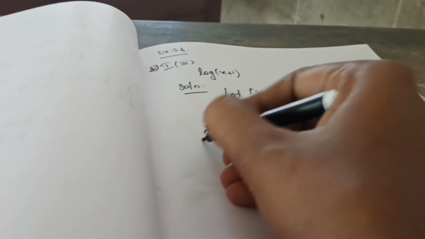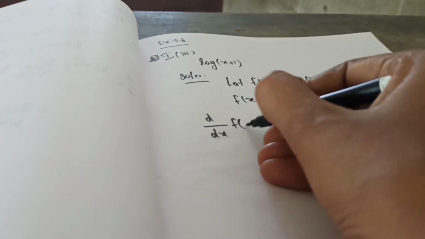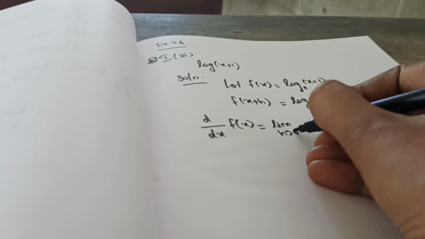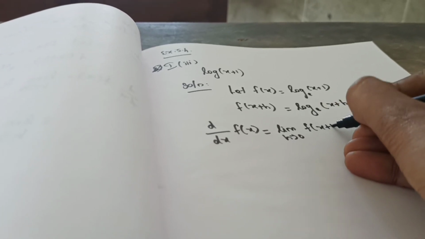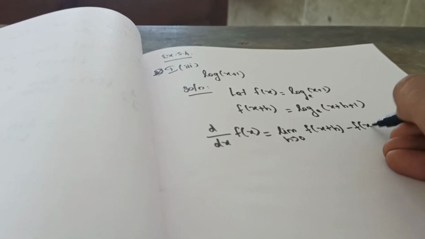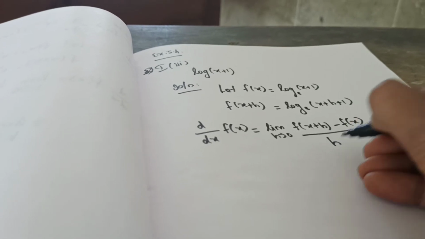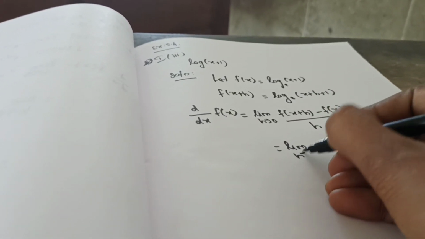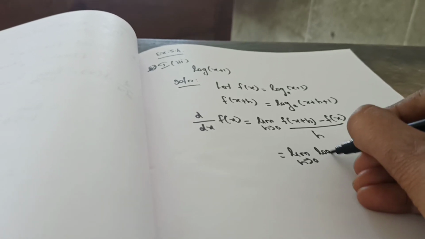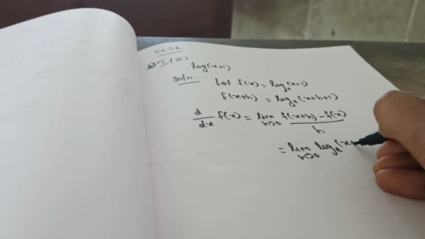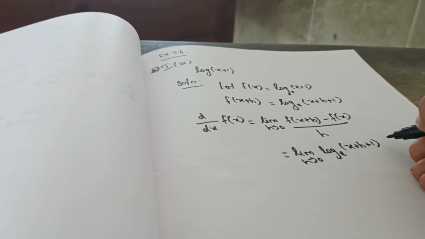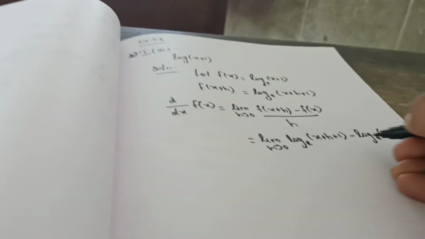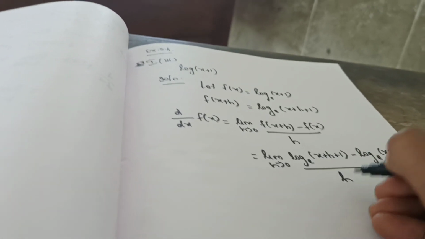Okay. Then d by dx of f of x is equal to limit h tends to 0 f of x plus h minus f of x divided by h. So substitute: limit h tends to 0 log e of x plus h plus 1 minus log e of x plus 1. Correct? Divided by h. Okay.